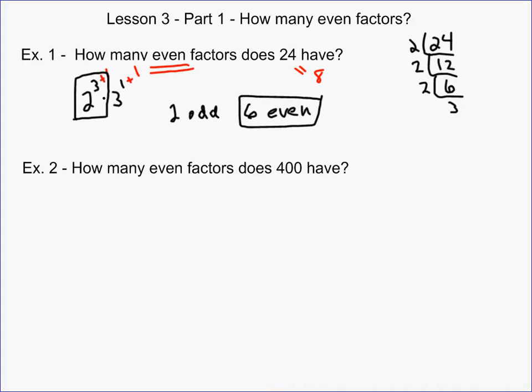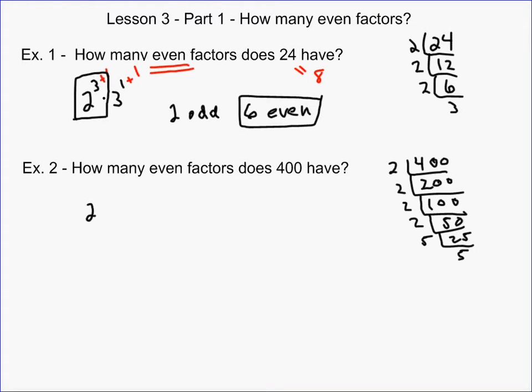So your procedure for doing this, of finding the number of even factors, is actually first to find the number of odd factors. So if we look at 400, we do our prime factorization of 400. All right, 2 goes into 400 200 times. 2 goes into 200 100 times. 2 goes into 100 50 times. 2 goes into 50 25 times. And then 25 is just 5 times 5.